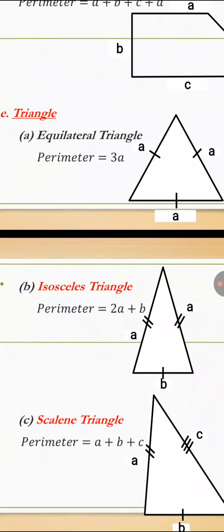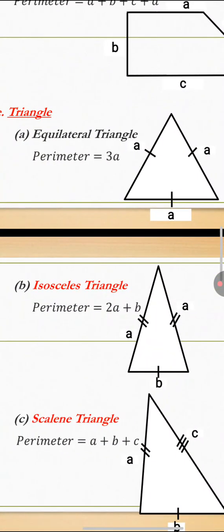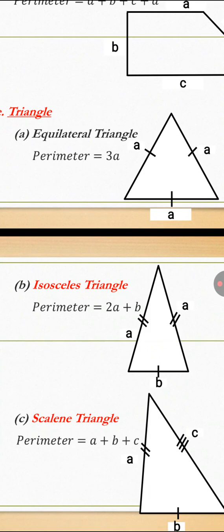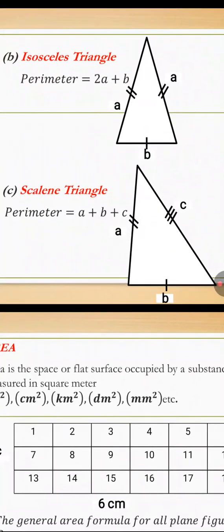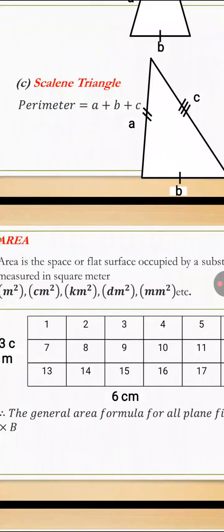This is an equilateral triangle. All the sides are equal and the angles are also equal. So here we are looking at perimeter. So A plus A plus A, so that will be 3A. Then isosceles triangle, we have 2A plus B, because two sides are equal. So that's it. Scalene, all the sides are different. So A plus B plus C. So we are not doing anything much different.